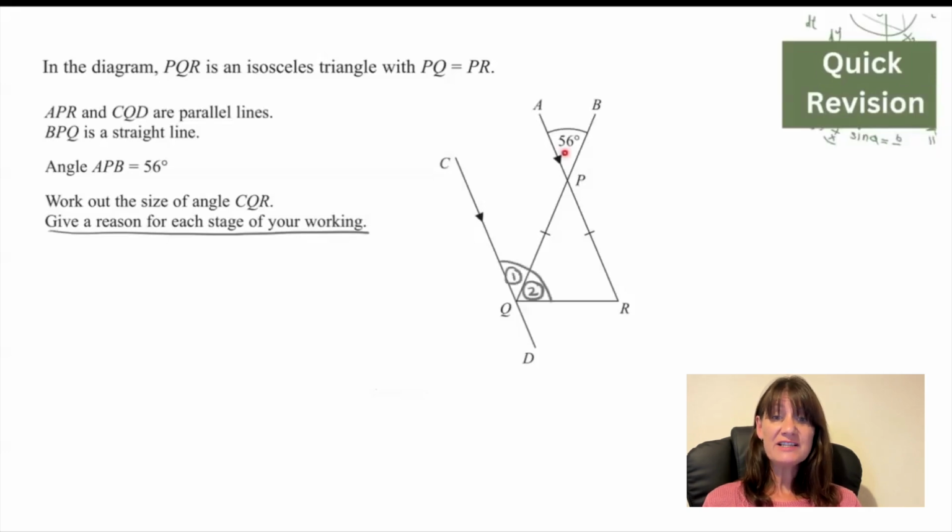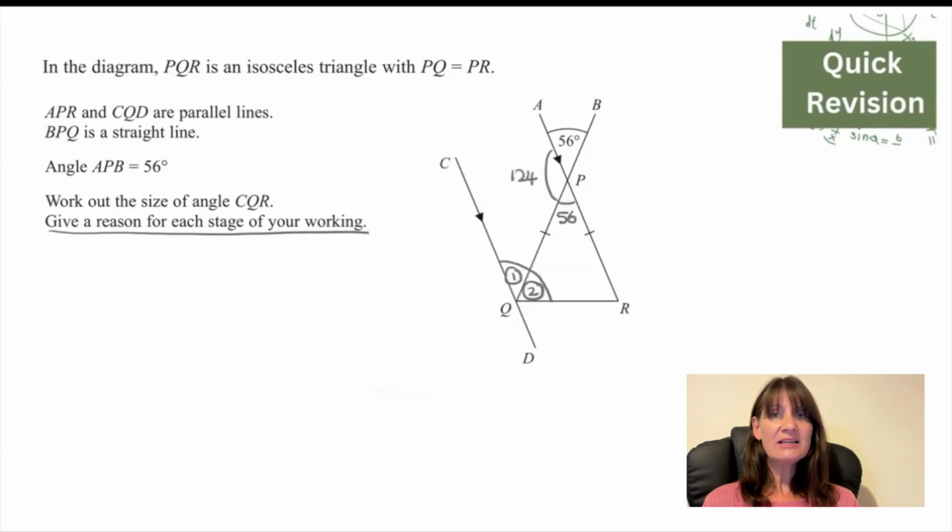We've been given 56 degrees, so that's going to help us get started. The first thing I'm going to do is mark on the opposite angle. That angle is 56 degrees because of vertically opposite angles. I'm also going to mark on the angle next to it because I've got angles on a straight line. So that is 124 degrees.